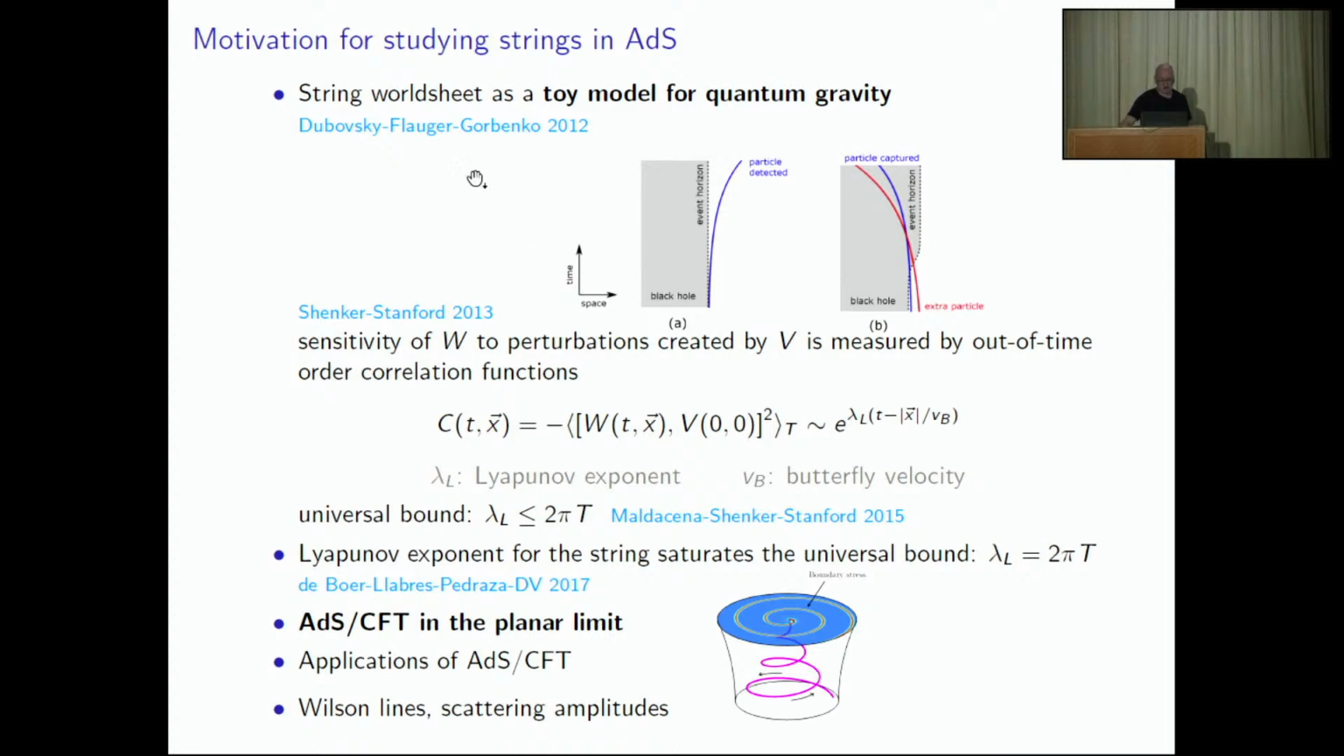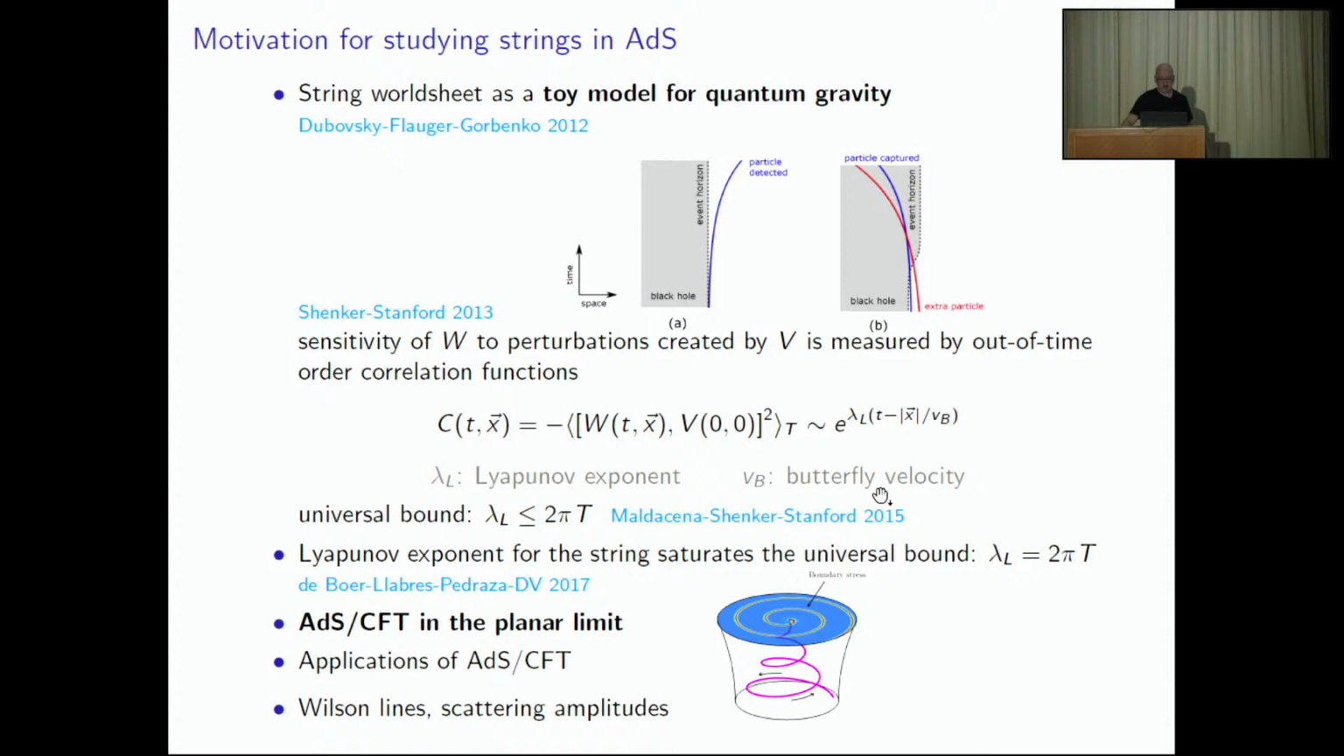My motivation for studying the string came from a series of papers by Shenker and Stanford, where they studied chaos, how chaos appears in AdS/CFT. This is the system that I'm not going to explain now. The bottom line is that they studied out-of-time-order correlation functions, 4-point functions. These are hard to compute, very hard to measure, but from them you can read off the Lyapunov exponent, this lambda L here, and that's just a number that you can compute.